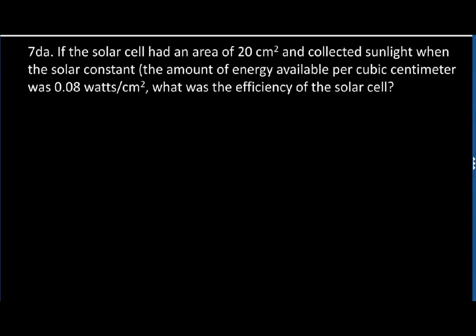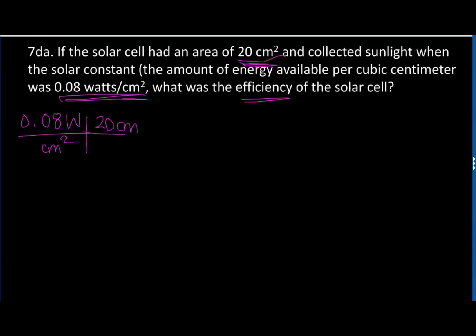You may have solved a similar one before, using that formula in physics. Now it says if the solar cell has an area of 20 centimeters squared and collected sunlight when the solar constant was 0.08 watts per centimeter squared, what is the efficiency? We need to take that 0.08 watts and multiply that by 20 centimeters squared.